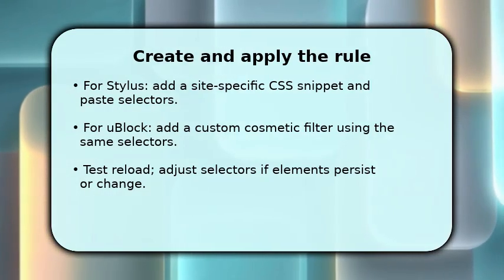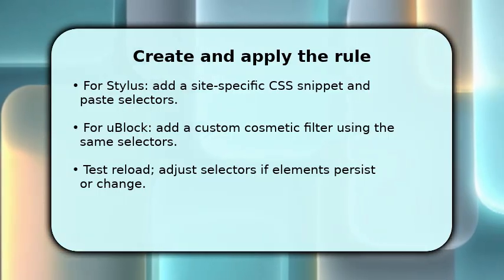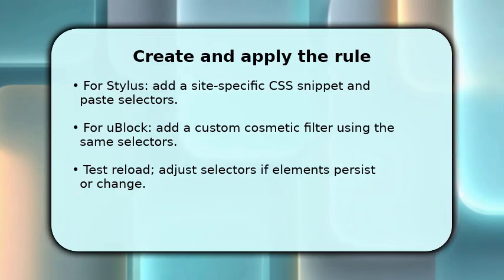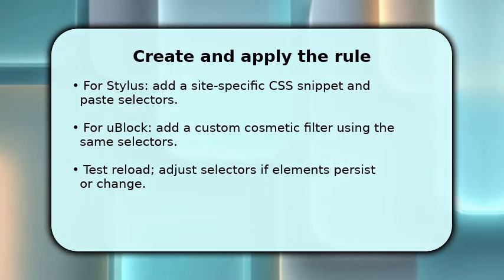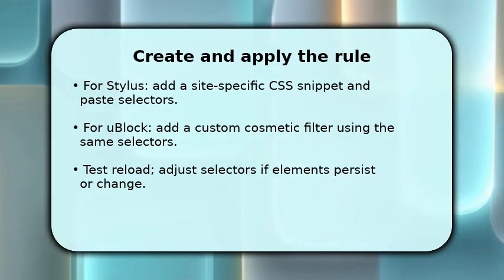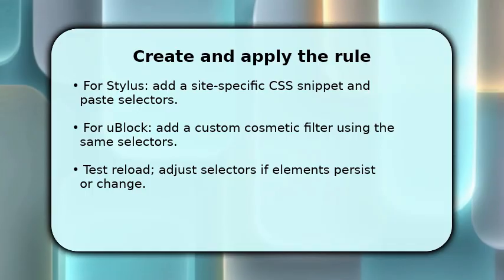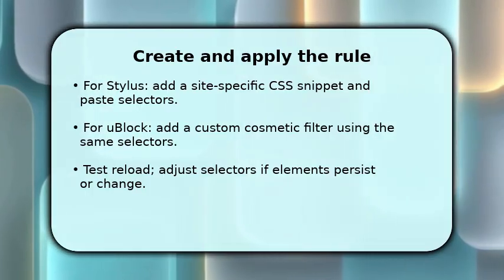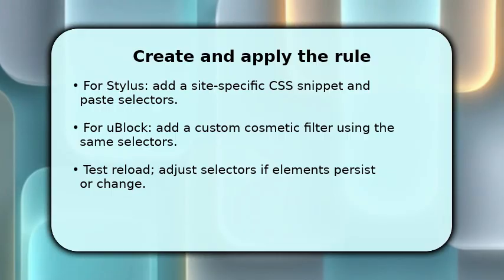For Stylus, create a new style for YouTube, and add display none for the /dislike selectors you found. For uBlock Origin, open My Filters and add a cosmetic filter like www.youtube.com##ytd-toggle-button-renderer.style-scope targeting the buttons.